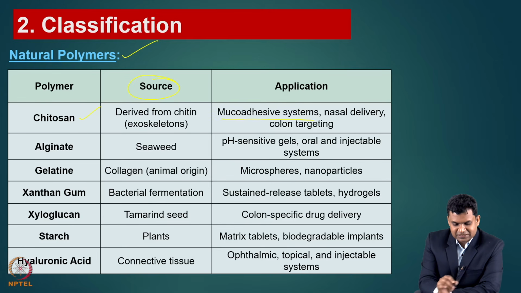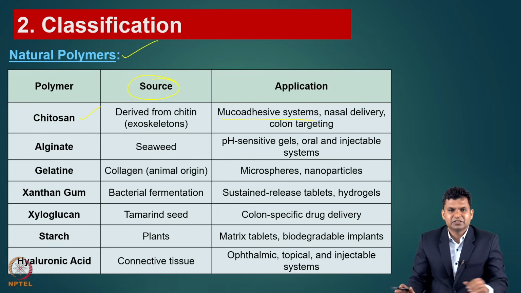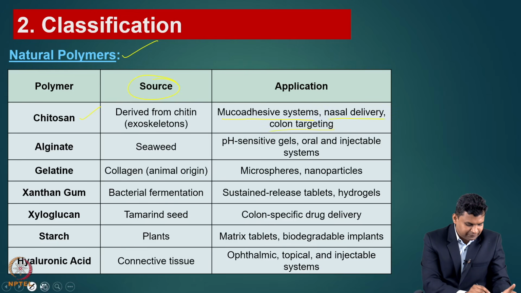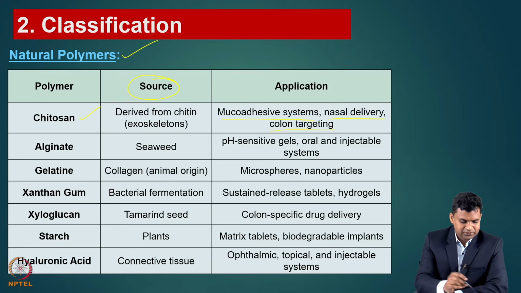The property it has is a positive charge, which is the most attractive feature as a nano carrier system. With that positive charge it shows mucoadhesive property: it will interlink or attract with the mucin, which contains sialic acid, and that is one of the major approaches for a mucoadhesive polymer. This can also be used in nasal drug delivery and colon targeting. Not only this, there are many applications for these natural polymers.